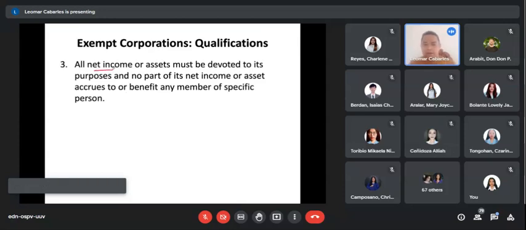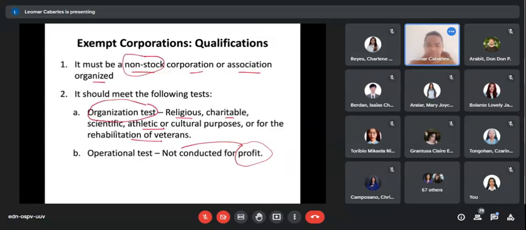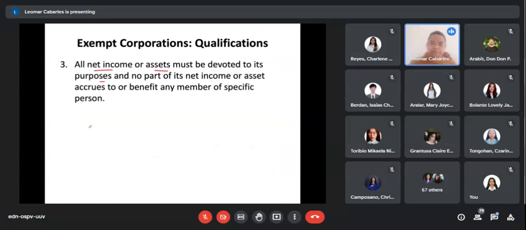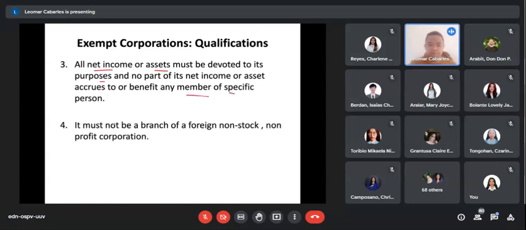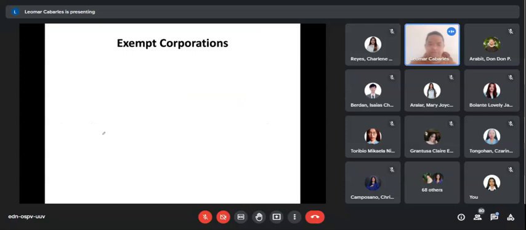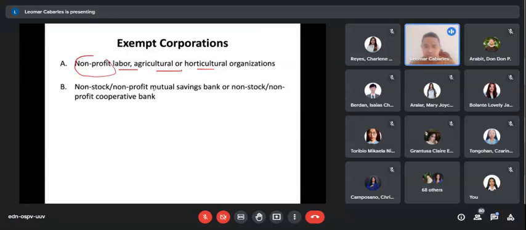So lahat ng kanyang income at lahat ng kanyang assets ay devoted for these purposes. Ang letter A: no part of its income or asset accrues to or benefits any member or specific person. It must not be a branch of a foreign non-stock non-profit corporation. Okay? So number one, nakalagay sa tax code yung mga labor, agricultural, horticultural organizations, non-profit. Mutual Savings Bank, non-stock, non-profit, cooperative bank.